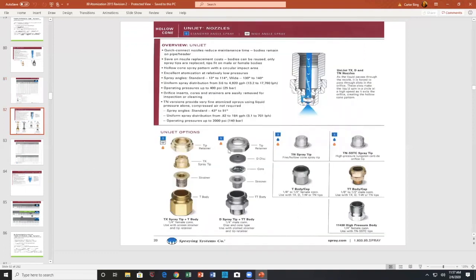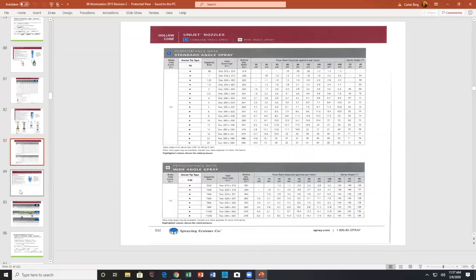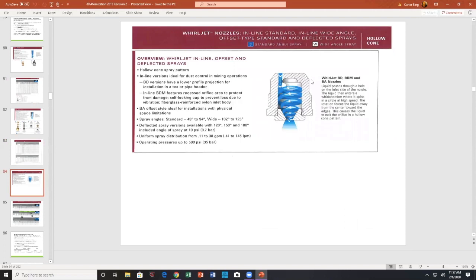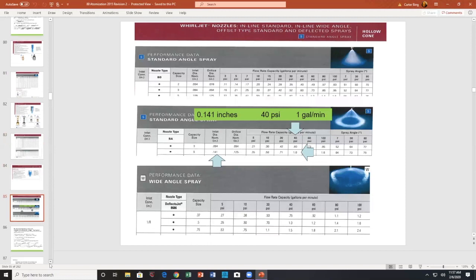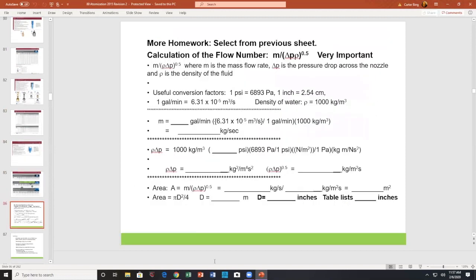It gives you a composition of what's in there: again, you have the body, the strainer, the spray tip, whatever you select, and then you have a retainer. So again, the important thing here is the idea of the off-center feed, which gives rise to a spiral. Picking off and calculating the flow number on this thing, I leave that to you, apparently.